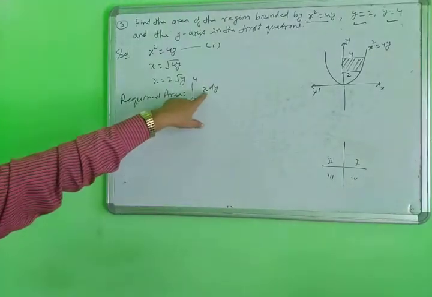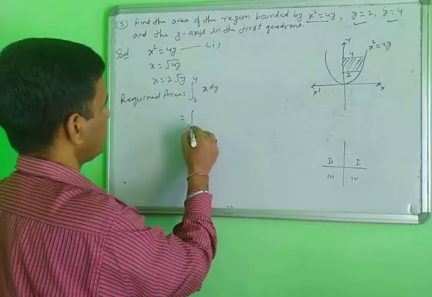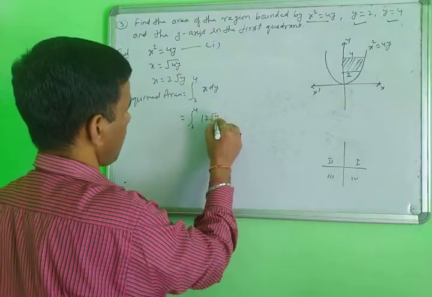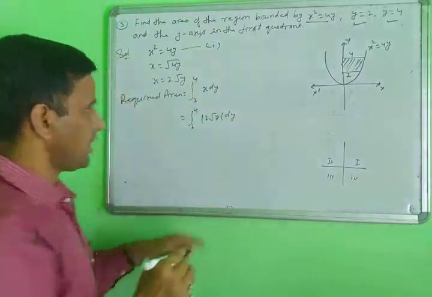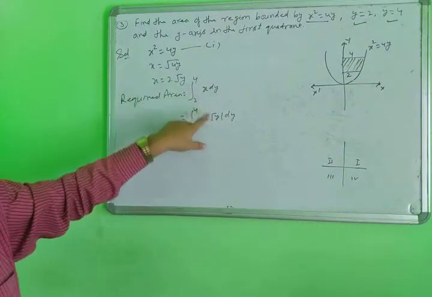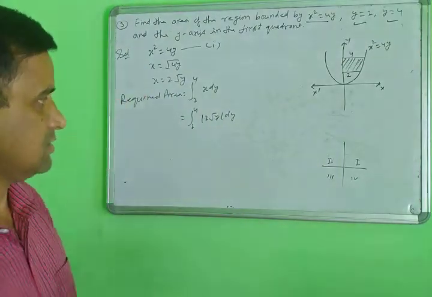x dy. And what is the value of x? 2 root y. The lower limit to the upper limit, so 2 root y into dy. What is the value of x here? 2 root y, and dy. Then you integrate and you find the answer.